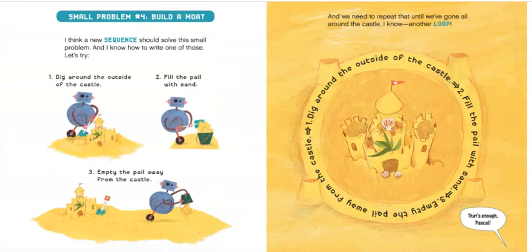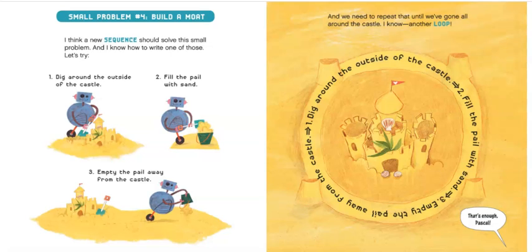I think a new sequence should solve this small problem, and I know how to write one of those. Let's try. Number 1, dig around the outside of the castle. Number 2, fill the pail with sand. Number 3, empty the pail away from the castle. And we need to repeat that until we've gone all around the castle.